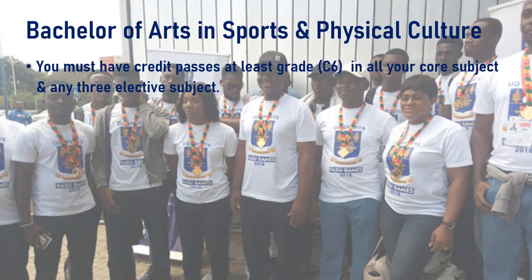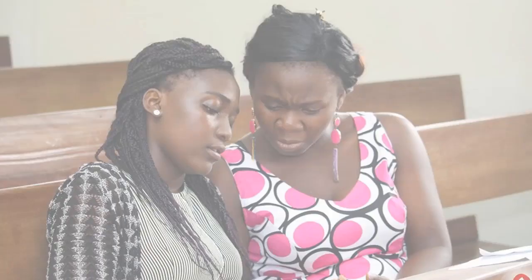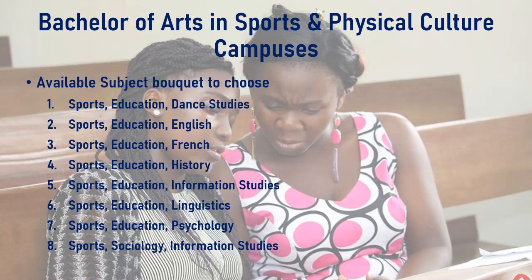Bachelor of Arts in Sports and Physical Culture. Looking at the entry requirements, you must have credit passes at least grade C6 in all your core subjects and any 3 elective subjects. This program is being offered at the Legon campus and is preferably a first or second choice selection only. The cutoff point for last academic year was aggregate 24 and the cutoff point for fee payment is not applicable.